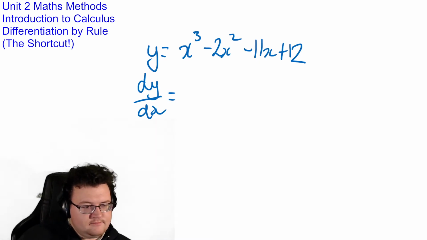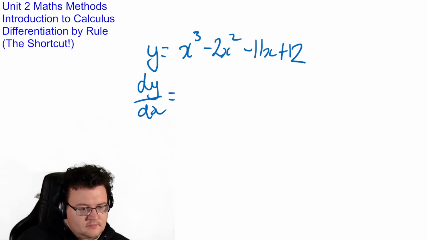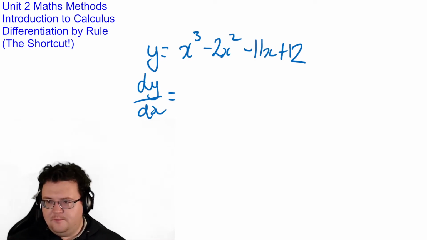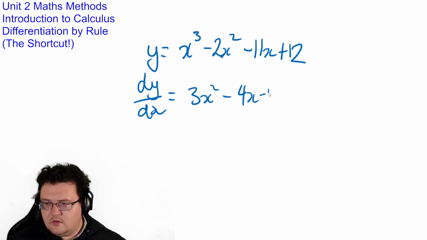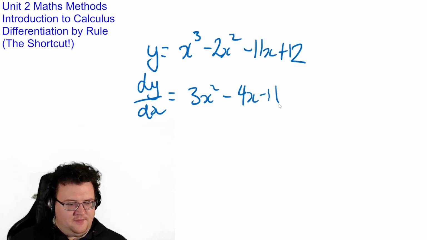Hit enter. Three x squared minus 4x minus 11. Beautiful. There's our derivative.